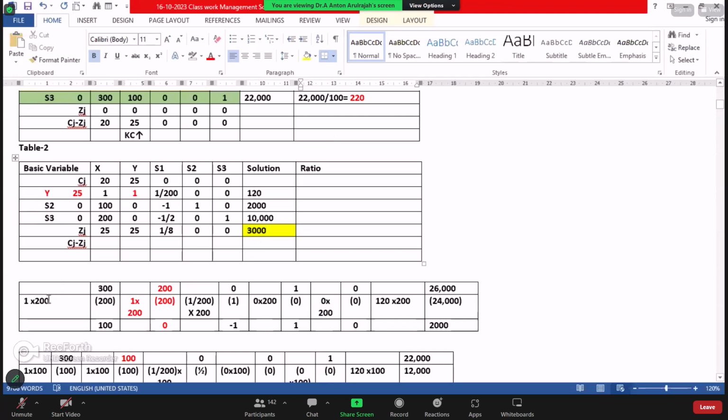So now again find the Cj minus Zj value. How are we going to do it? Cj is 20, Zj is 25, then minus 5. Here 25, 25, 0. Here 0 minus 1 by 8, that is minus 1/8.